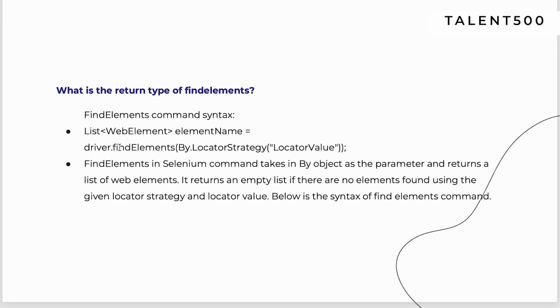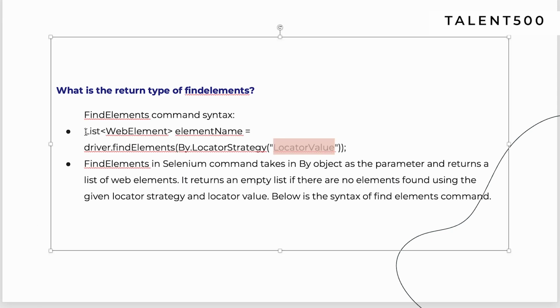So here also I've done it, look at the strategy, look at the value. Now this will return me a list if this element is present. If it is not present, it is going to give me an empty list, right?